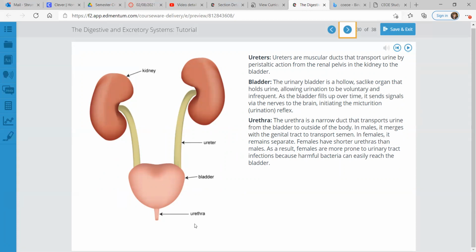And then finally, the urethra. That is a narrow duct that transports urine from the bladder to outside of the body. In males, it merges with the genital tract to transport semen. In females, it remains separate. Females have shorter urethras than males. As a result, females are more prone to urinary tract infections, known as UTIs, because harmful bacteria can easily reach the bladder.